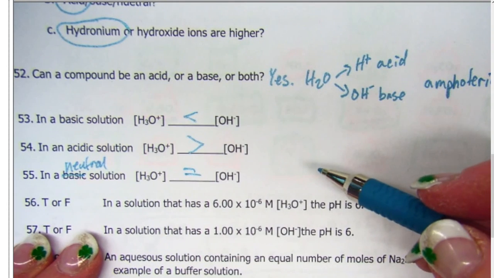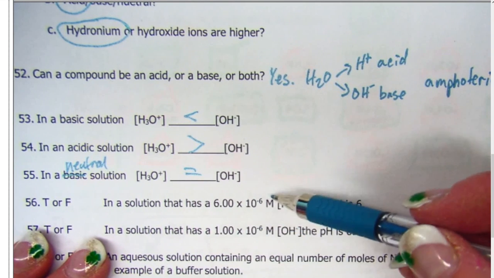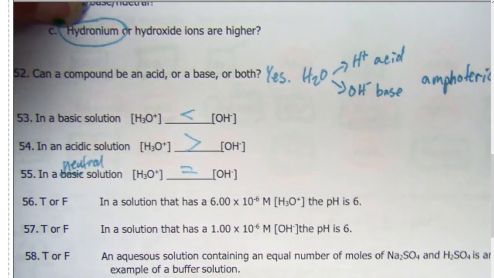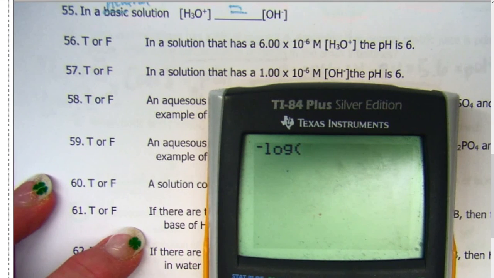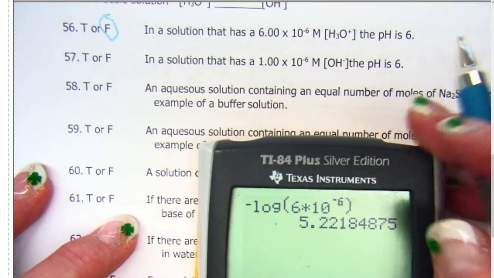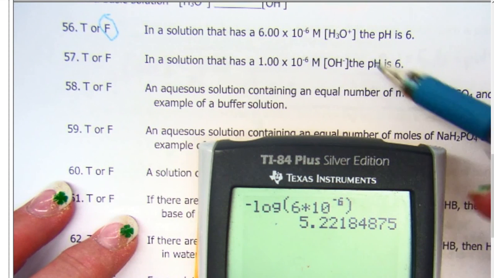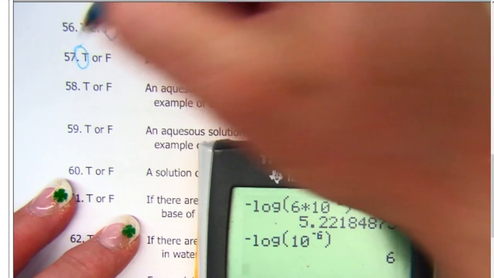Okay, so now we're going to do true and false. In a solution that has 6 times 10 to the negative 6 molar, the pH is 6. Well, we can check that out real fast by going negative log of 6 times 10 to the negative 6. Bring that down, and that's not true because it's 5.22, so this is false. In a solution that has 1 times 10 to the negative 6, the pH is 6. Well, negative log of 1 times any number is that number, so 10 to the negative 6, close parentheses, and it is, so this one is true.